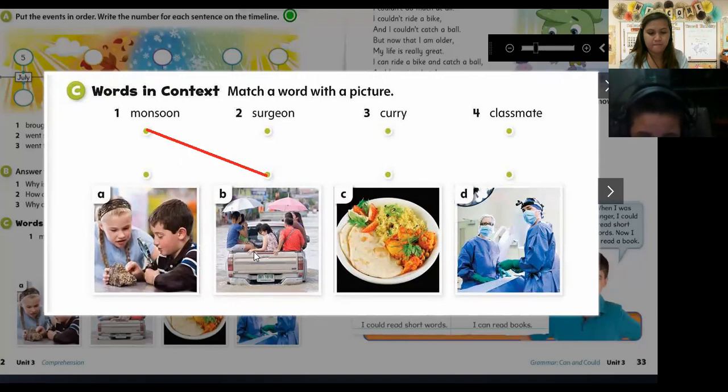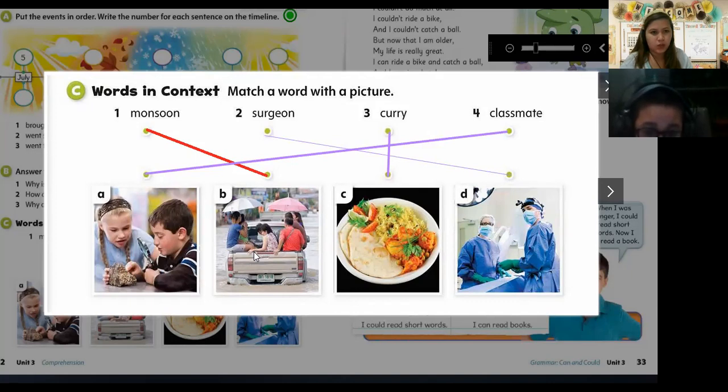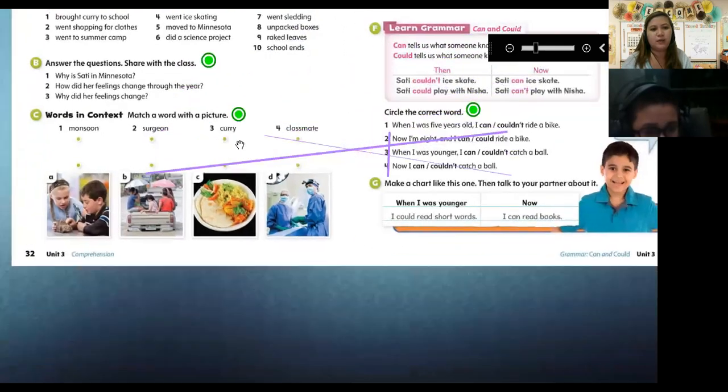Surgeon. It's surgeon. And here's curry and there's classmate. Okay, I'm finished. Okay, so monsoon, let's try to check. Okay, surgeon, this is a doctor. Okay, very good. Curry. Okay. And then classmate. Okay, very good. Great job.